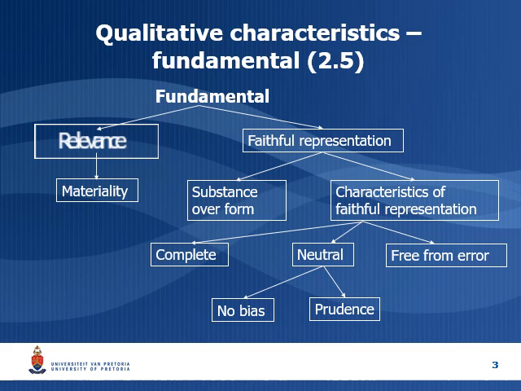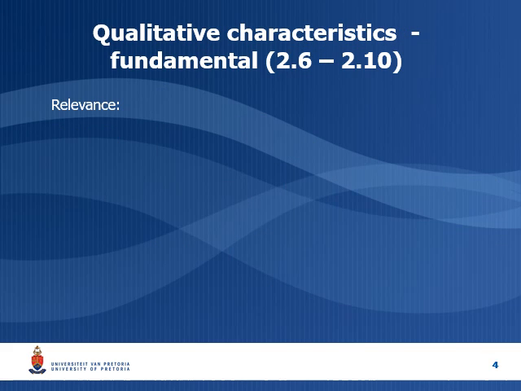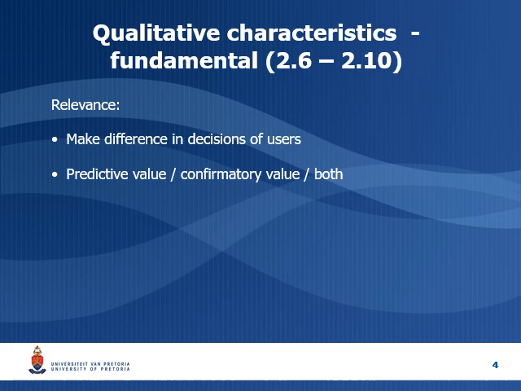What we have to determine is when financial information will be deemed relevant. Financial information will be relevant if it is capable of making a difference in the decisions made by users. Now, for information to make a difference in decisions, it must have predictive value, confirmatory value, or both. Financial information will have predictive value if it can be used as an input to predict future outcomes. For example, revenue for the current year can be used to predict future revenues.